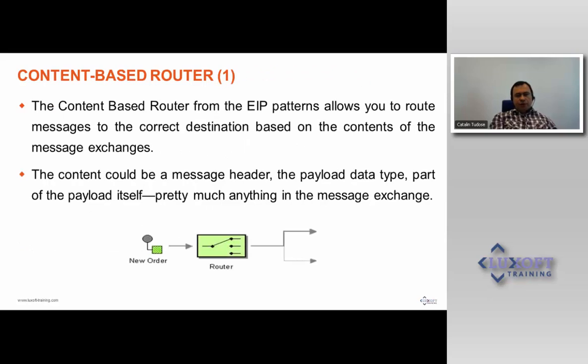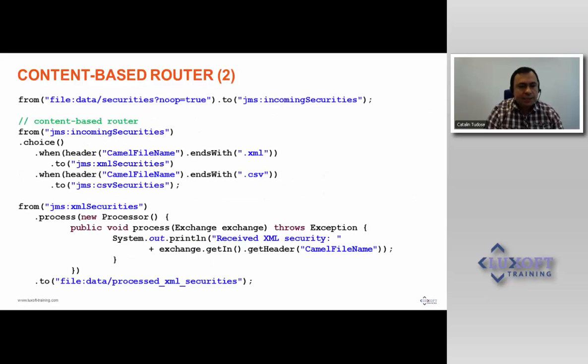Here we have a very common and very simple pattern. It is the content-based router, and as its name says, it will allow you to route messages to the correct destination based on its contents. What we mean by content is pretty much anything in the message exchange. We can take a look at the format, the data type, the message header, and so on. This is a piece of code that shows how this content-based router is done.